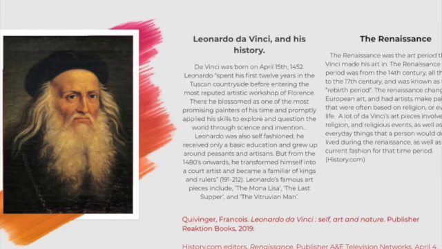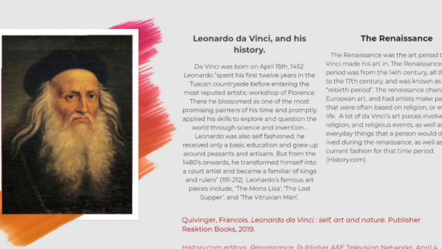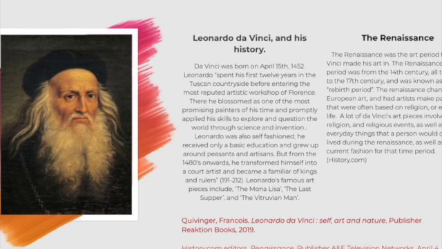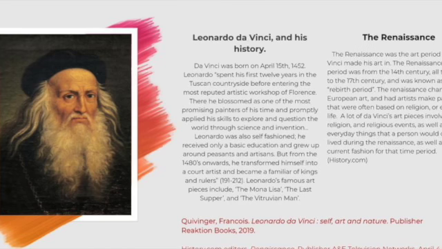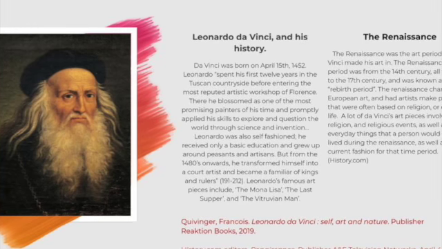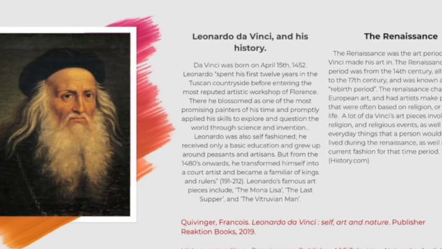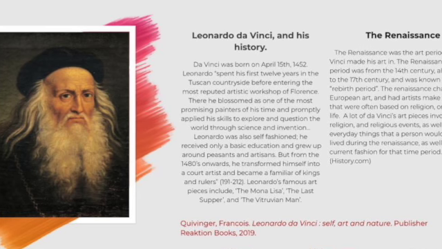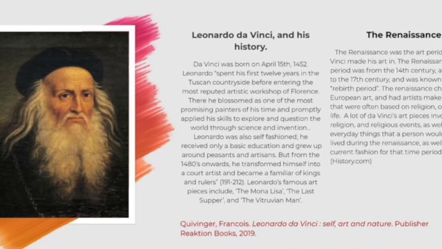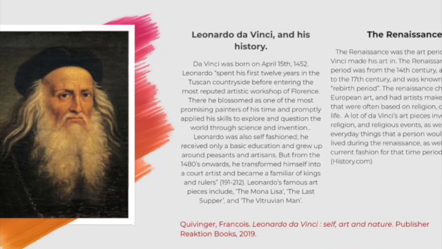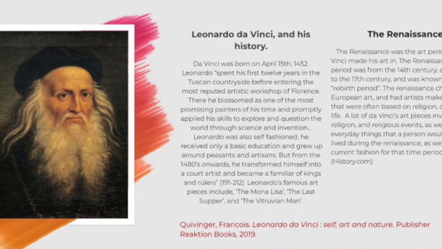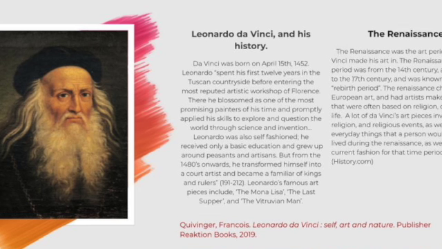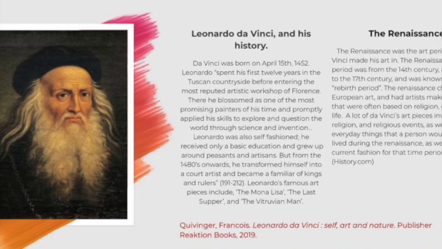The Renaissance was the art period that Da Vinci made his art in. The Renaissance time period was from the 14th century and went all the way down to the 17th century, and was known as the Rebirth period. The Renaissance changed European art forever, and had artists making paintings that were religious based and that were also based on everyday lives. A lot of Da Vinci's art pieces involve religion, religious events, as well as normal everyday things that a person would do if they lived during the Renaissance period, as well as the current fashion for that time period.